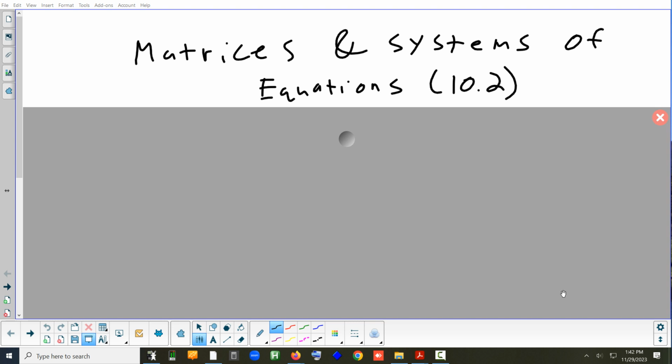Alright, so when we finished section 10.1, the very last thing I showed you guys was a different way that you could write a system of equations that was shorter, and that was called a matrix. So today we're going to solve systems of equations, but the way we're going to do it is to use a matrix.